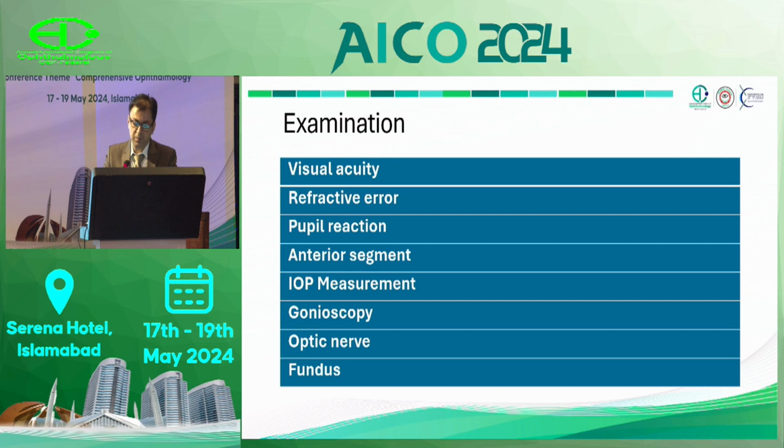Then IOP measurement, gonioscopy, optic nerve evaluation. Optic nerve evaluation is very important clinically. We have to check the size of the disc, the size of the cup, the color of the rim, the size of the rim, nerve fiber layer, any defects. All we have to check in this optic nerve. Then the fundus, in which we have to check the macula, the vessels, and the retinal periphery. So in examination, these all have to be checked if we are dealing with a glaucoma patient.